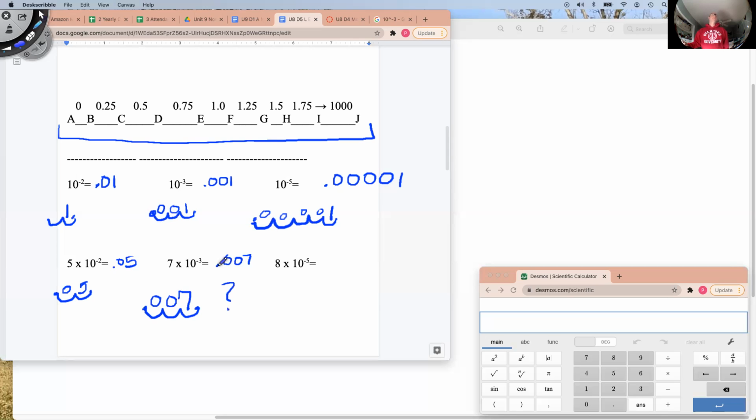Ladies and gentlemen, what letter would the number 0.007 be? Would it be A, B, C, D? Where would the number 0.007 be? I kind of feel like I gave you the answer because I said, where would the number be? It is B, ladies and gentlemen. All right. So the number is right here. This would be 0.007, about right there, really close to 0.